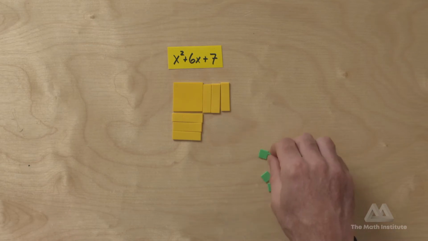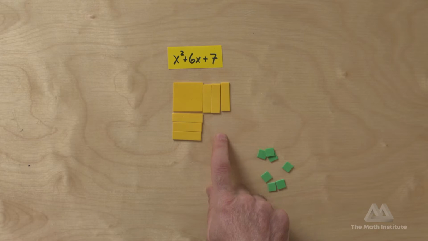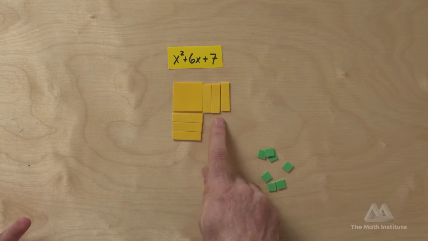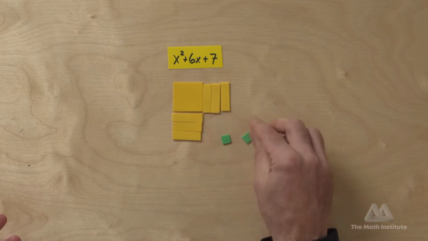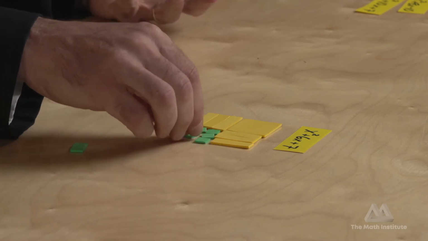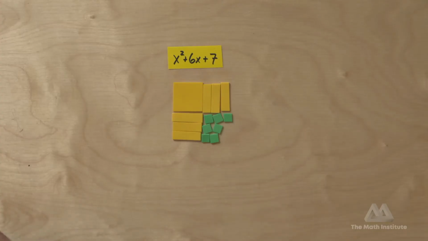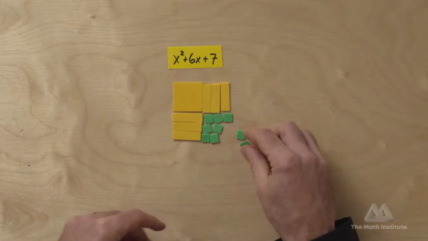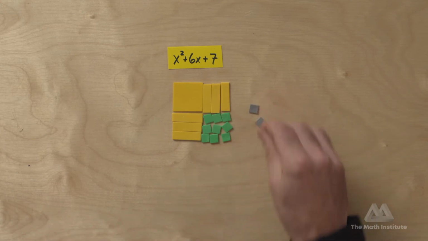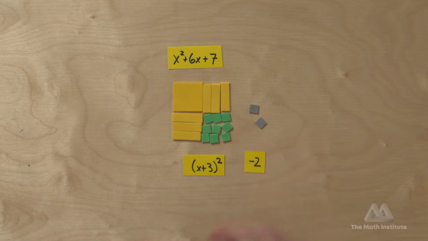And then we try to fill in what we have blank in this corner down here. Now, we know that we want 9. We know that we want 9 because we had sides of 3 and we want to square that, but we only have 7. So that means that since we only have 7, we're going to need to get 2 more. We can make our 0 pairs then. And then we see that we have x plus 3 squared minus 2.